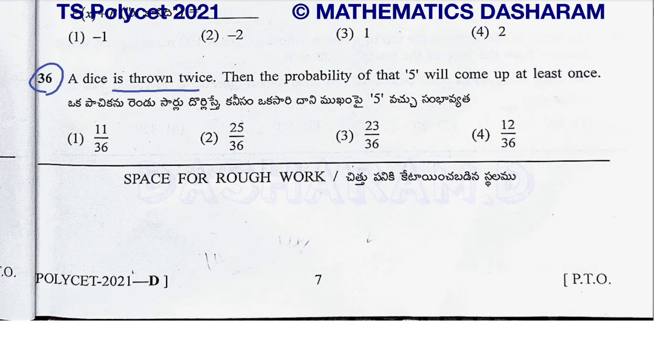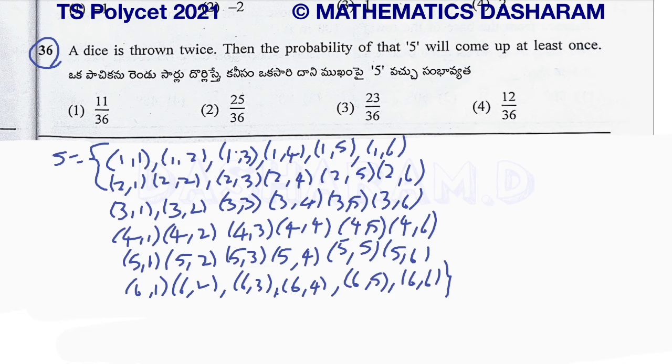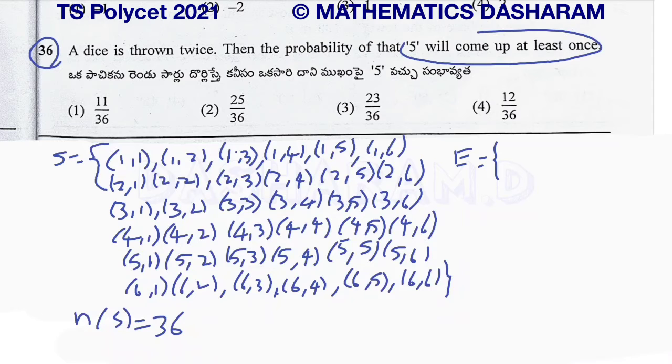Next, question number 36. A dice is thrown twice, then the probability that 5 will come up at least once. When a dice is thrown twice, it means either two dice thrown at a time or one dice thrown 2 times, the same experiment. So in this case the sample space is total 36. So these are the total 36 outcomes for the given experiment. So what is n of s? 36. Now event E equal to 5 will come up at least once. At least once means 1 or more than once.